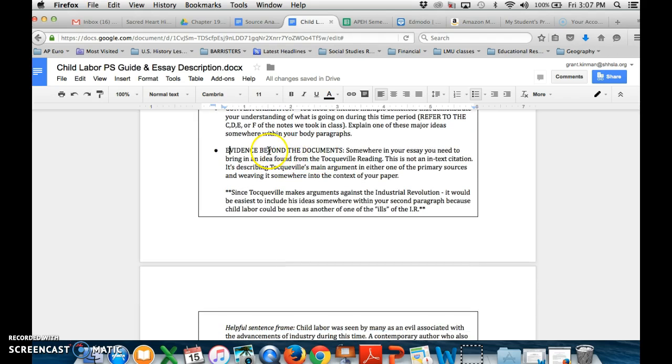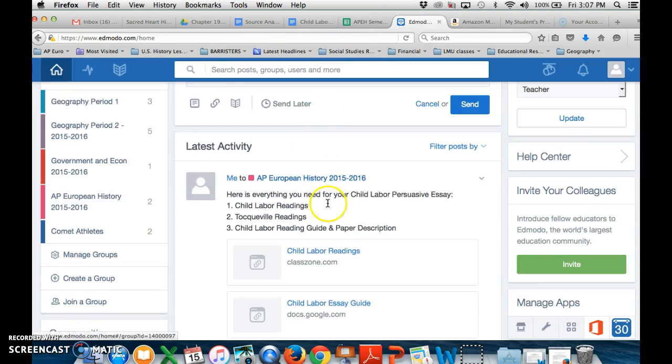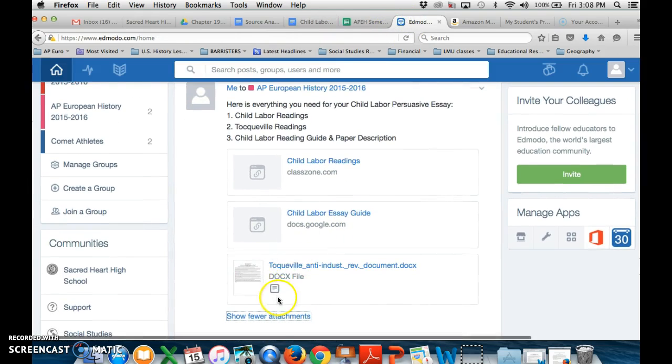You also need to bring in evidence beyond the documents, and that's when we cite an outside source. So I've given you an outside source that you need to read. That's the Tocqueville. So this guy was a contemporary writer during the 1840s.